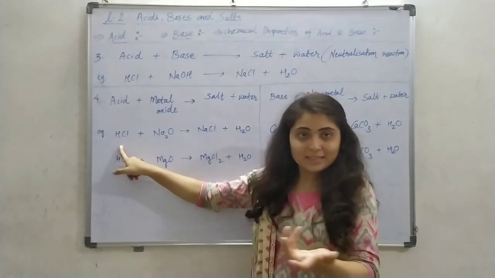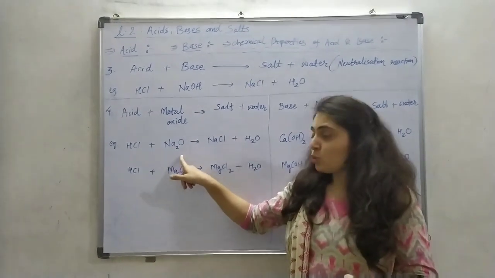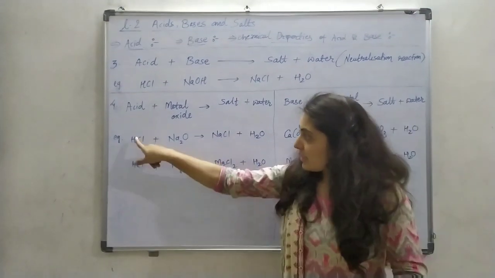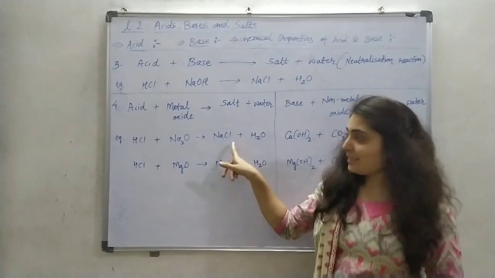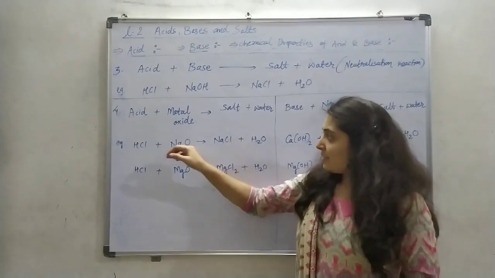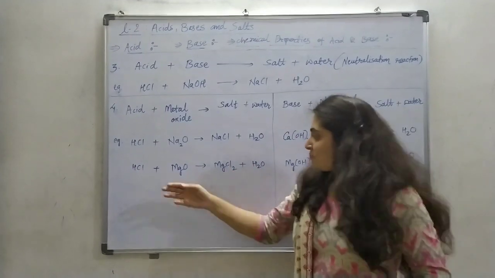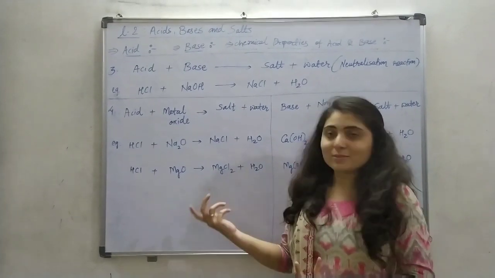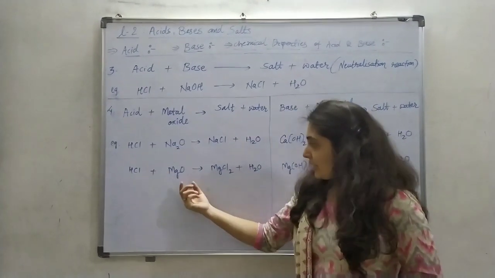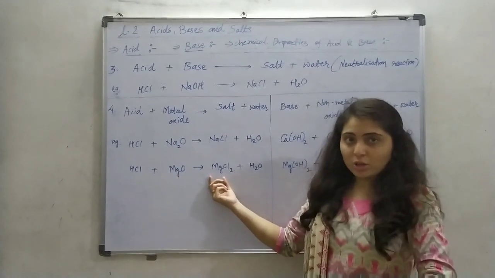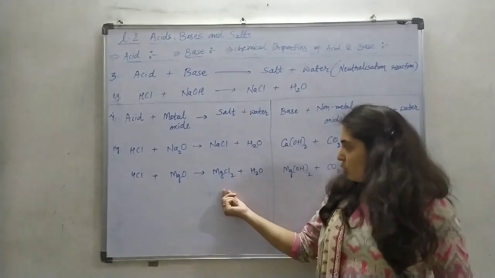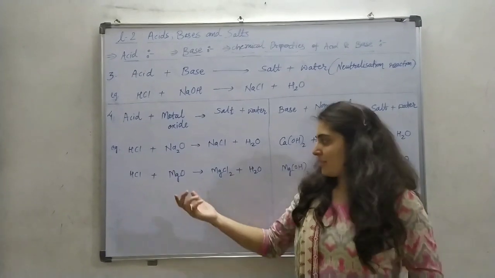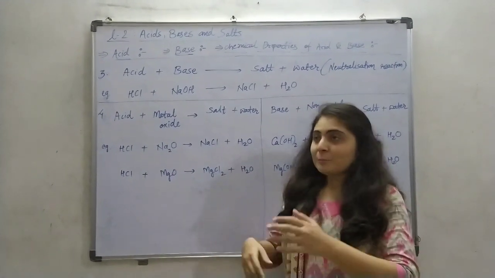For example, acid plus metal oxide, that is Na2O, sodium oxide, gives NaCl and H2O. Right? It is not a balanced chemical equation, you can balance it. Now HCl plus MgO, magnesium oxide, which is also a metal oxide with basic nature. So HCl and MgO make the respective metal salt, that is MgCl2, magnesium chloride, and water. So this reaction is a kind of neutralization reaction, because metal oxides are basic in nature.